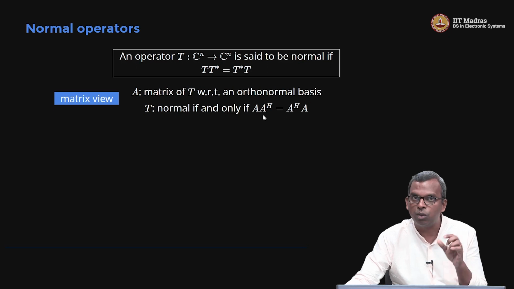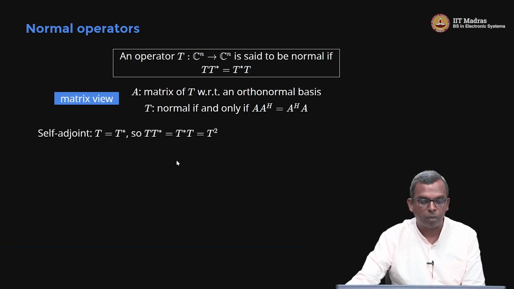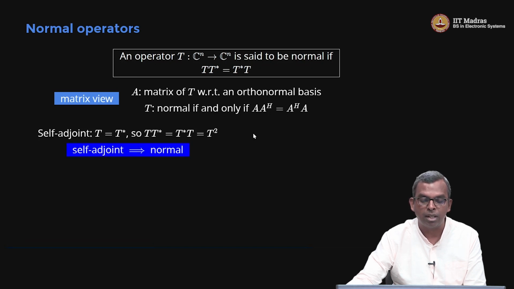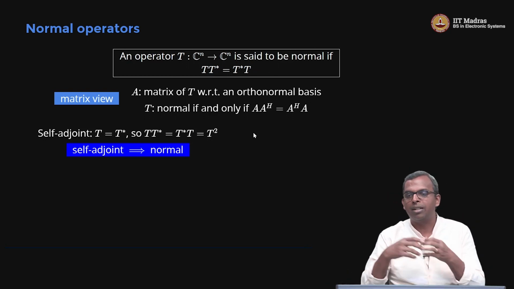Now, of course, symmetry, you see, is a very special case. A equals A Hermitian. Here you don't need that. You need these two products to be the same. So, if, let us say, an operator is self-adjoint, T equals T star, clearly T star T equals T T star, right? So, it's T squared. So, clearly A equals A Hermitian also gives you that A star A equals A A star. So, you get all these conditions satisfied. So, self-adjoint implies normal. If you have a self-adjoint operator, it is also normal.